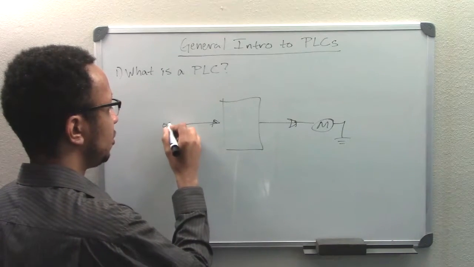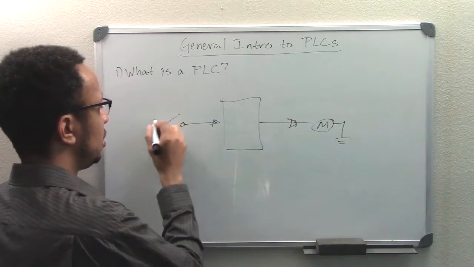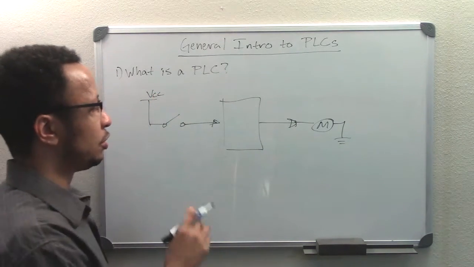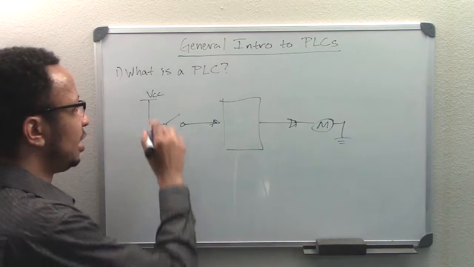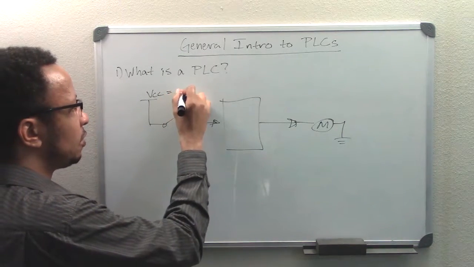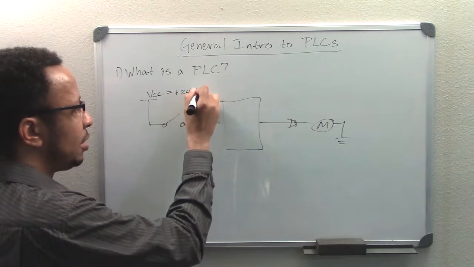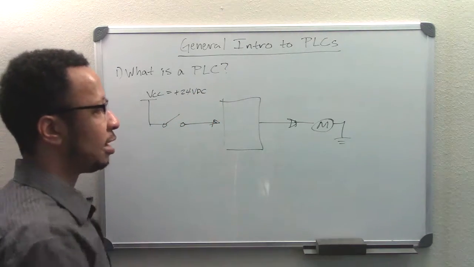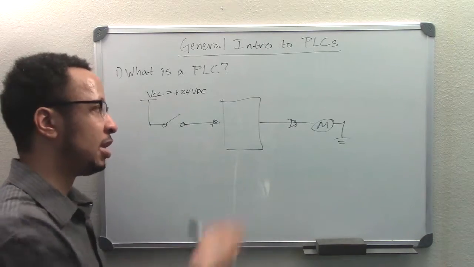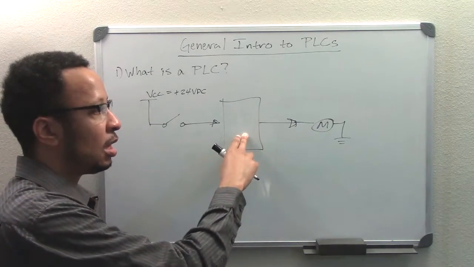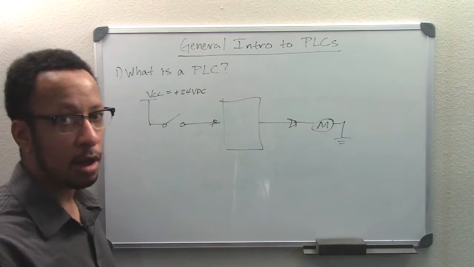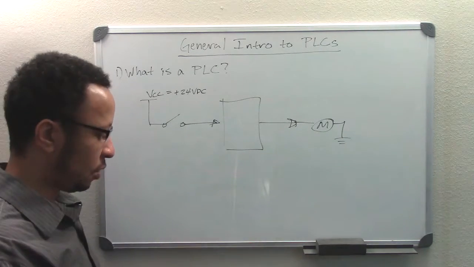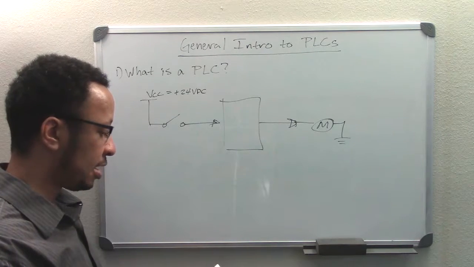Say you have a switch over here and you have some voltage going to that switch. Say that voltage is 24 volts, which is very common for PLCs. If you close that switch and you tell the PLC, okay, this switch is closed, depending on the program that's in here, it's either going to turn that motor on or off, or perhaps do nothing at all. It depends on how you program it. So that is what a PLC can do.